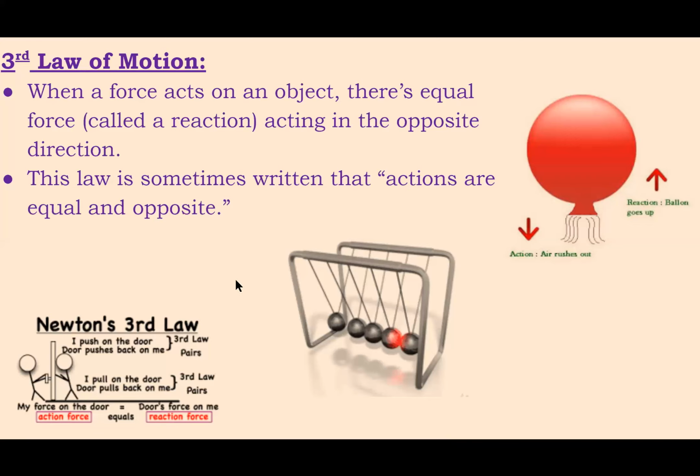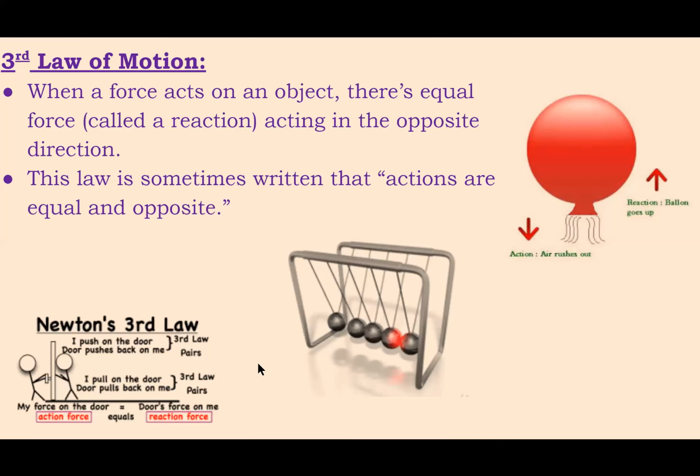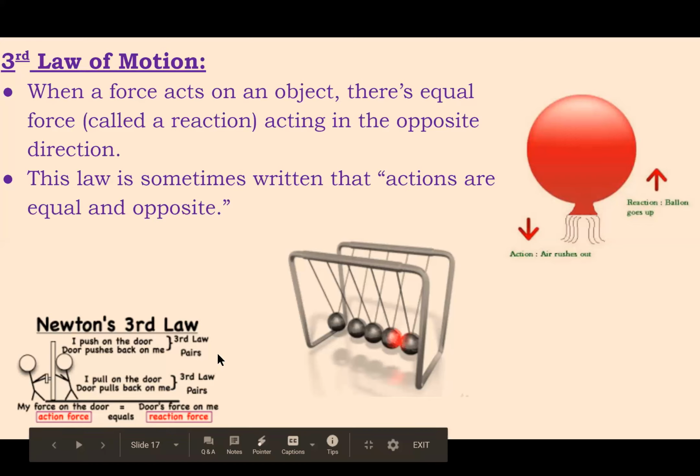When you're pushing hard on a wall, although it's not moving, that wall is also pushing right back with the same strength against you. This is Newton's third law. I push, the door pushes back on me. I pull, the door is pulling back on me. This kind of goes along with the first law in that things tend to resist. Things that are still tend to want to stay still. Things in motion tend to stay in motion. The third law pairs up. So my force on the door equals the door's force on me.